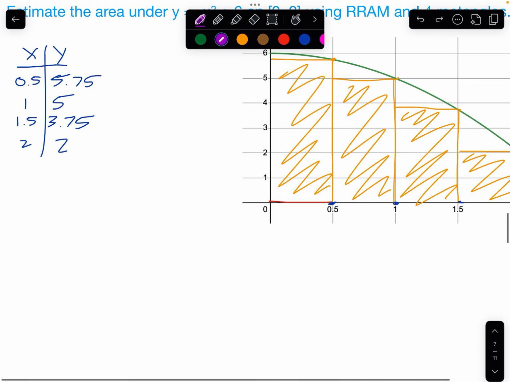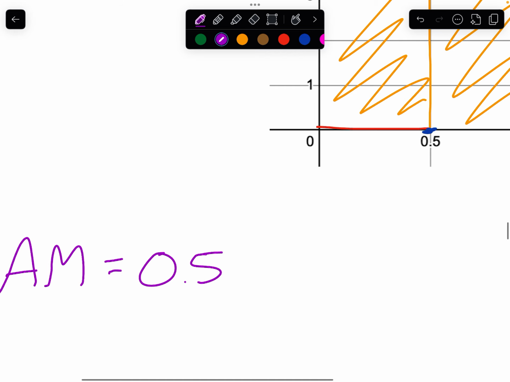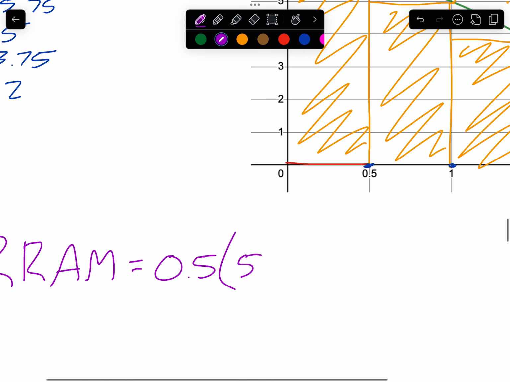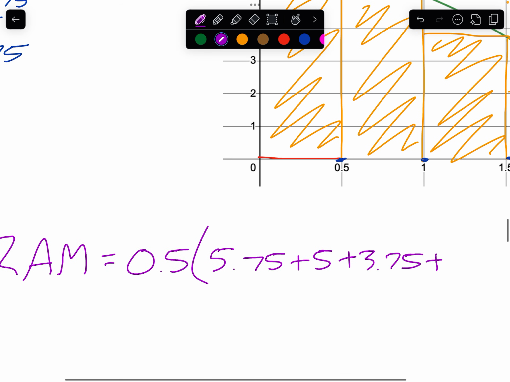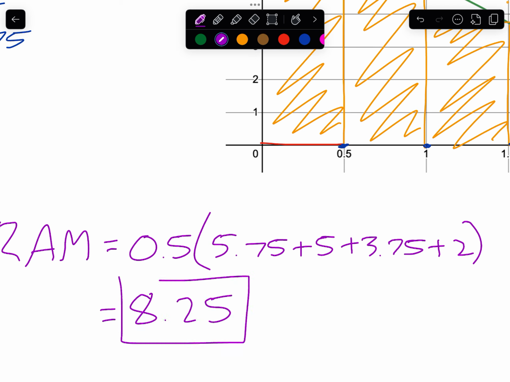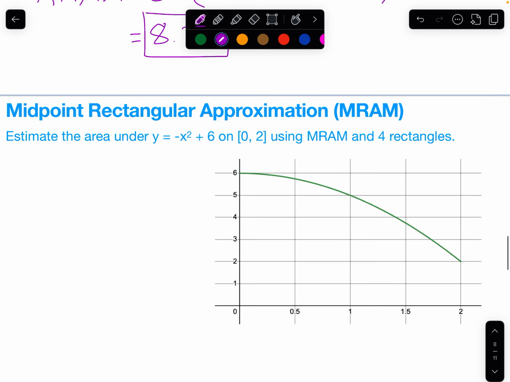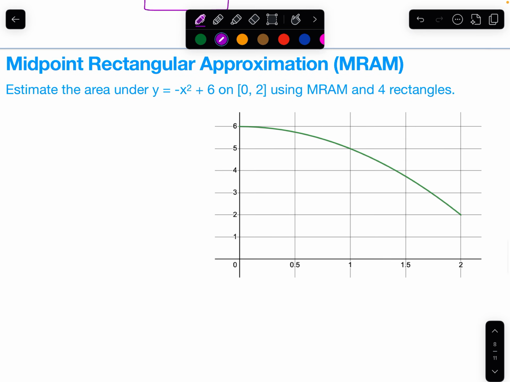So let's get our right endpoint approximation now. Again, we can factor out that base because it's constant across all of these calculations. It's 1/2, but we do have to add up those heights, 5.75, 5, 3.75, and 2. And when we add all those up and multiply by 0.5, we get 8.25. Makes sense that we got a smaller answer here because, again, we know this is an underestimate. We can tell that from our picture there. So far we've had an overestimate, an underestimate. Okay, let's see how the midpoint approximation will stack up.